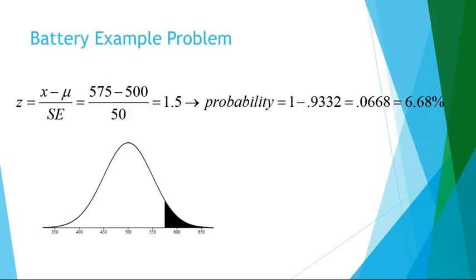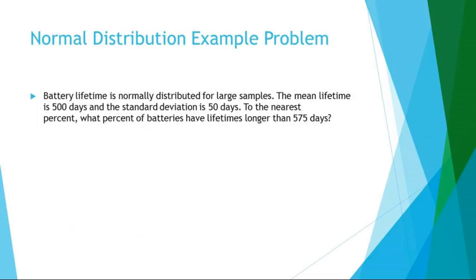So we're looking for from 575 to the right tail because we want to know greater than what we were given. That 0.9332 from the table shows us the left side, so we don't want that. We want to subtract that from 1, and we get 0.0668. So approximately 6.68% of batteries have a lifetime longer than 575 days.